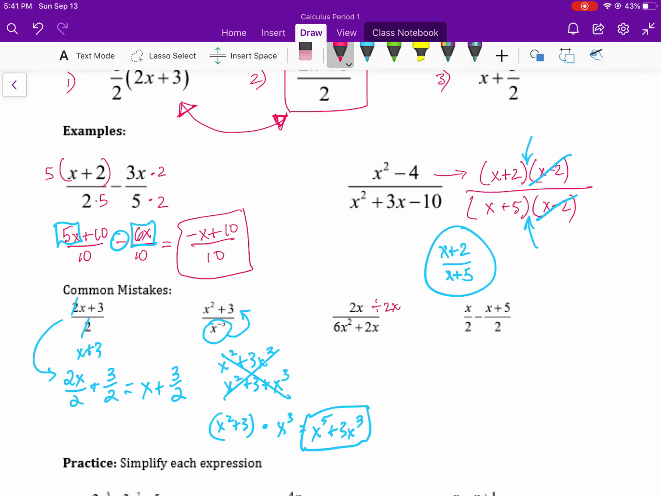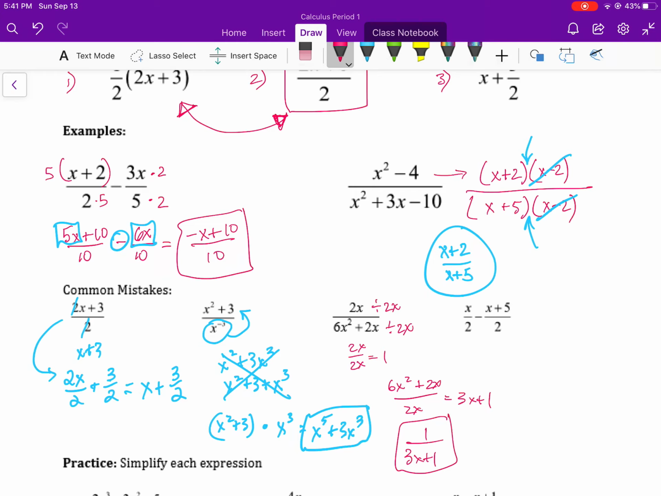Divide by 2x, divide by 2x. When we divide the numerator by 2x, 2x over 2x is just equal to 1, so the numerator does become 1. But when we divide the denominator by 2x, 6x squared plus 2x over 2x, that becomes 3x plus 1. And so the final answer would be 1 over 3x plus 1, making sure we divide all three terms by 2x.